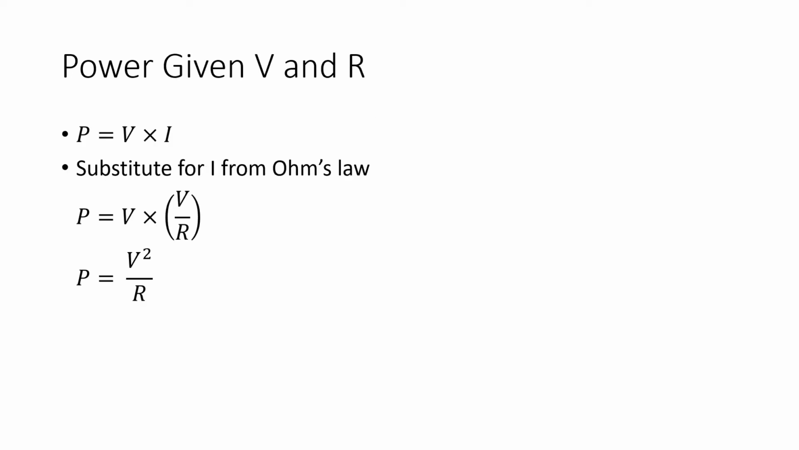There will be times when you are given V and R and you need to calculate the power dissipation. Again, our fundamental equation is P equals V times I. But if we substitute for I from Ohm's law, I equals V over R, we yield this equation, P equals V squared over R.